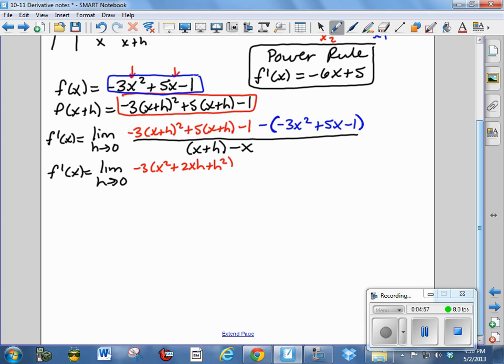plus 5 times x plus 5 times h, distributing the 5, minus 1, and then minus a negative 3x squared, which becomes plus 3x squared, minus 5x, and then minus a negative 1 becomes plus 1. I'm getting close, but not completely done here. And in the denominator, I have x plus h minus x.